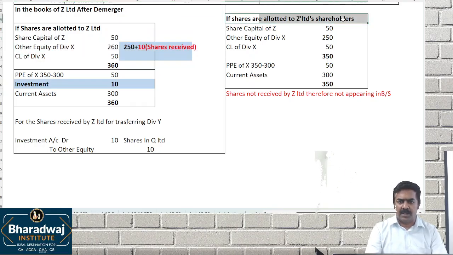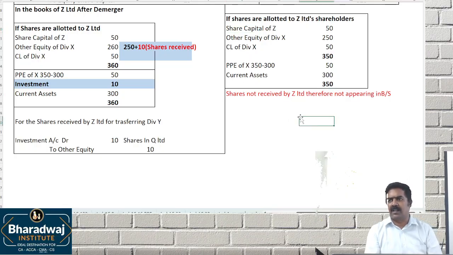If shares are allotted to our company shareholders, we are not getting the shares. It will not be recorded in what? Balance sheet. It will not be recorded in which one? Balance sheet.